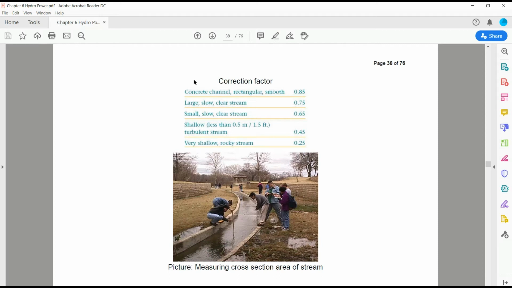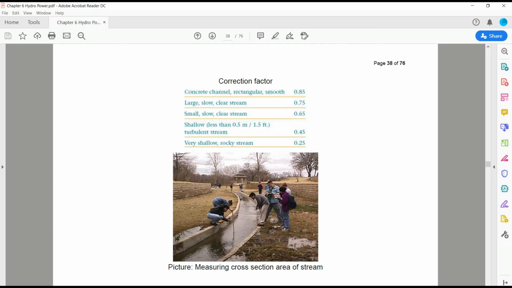If the stream is a large, slow, clear stream, the correction factor is 0.75. If it is a small, slow and clear stream, the correction factor is 0.65. If it is shallow, which is less than 0.5 meter or 1.5 feet, and a turbulent stream, the correction factor is 0.45. And for a very shallow and rocky stream, the correction factor is 0.25.